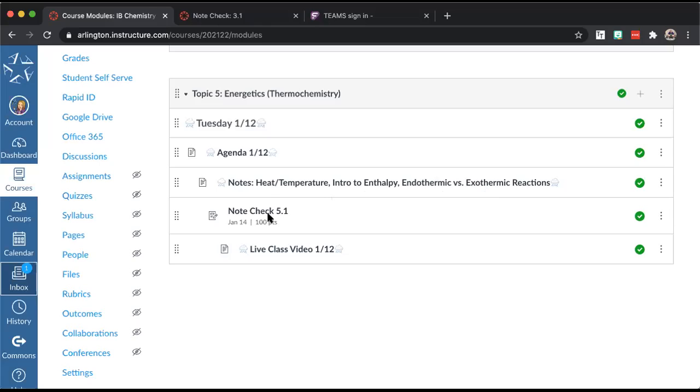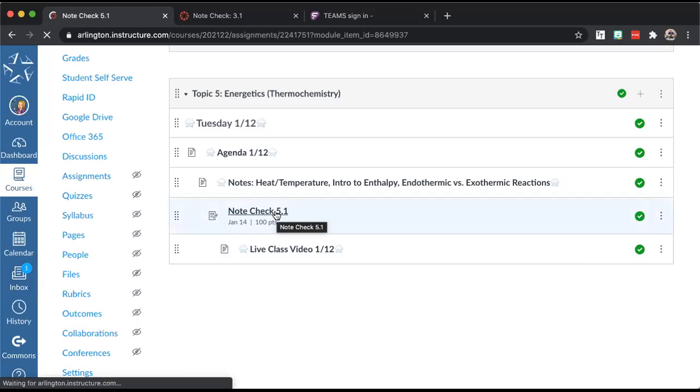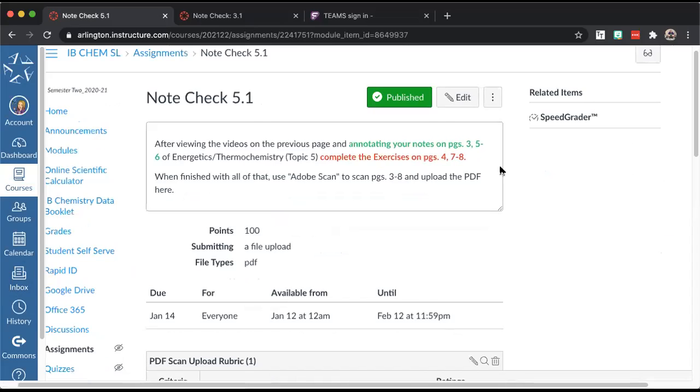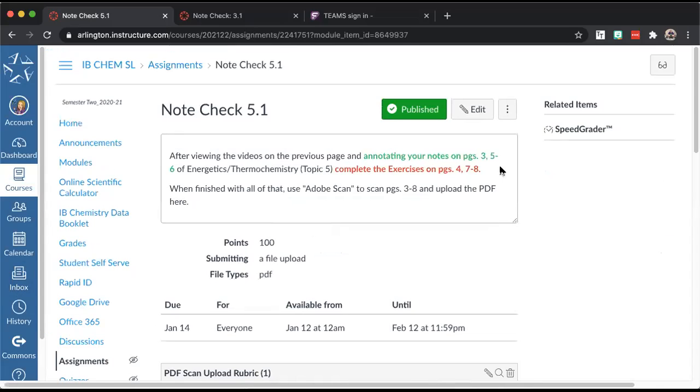And so you have a note check, because after you've watched those videos and we've gone over some stuff in the live class today, on pages 3 and then 5 and 6, that's where you'll be annotating your notes. So you should be adding in information, labeling, drawing, color coding things, all that kind of stuff on those pages. And then there are some exercises on page 4 and then on pages 7 and 8 at the end of this part that we're going to talk about today.